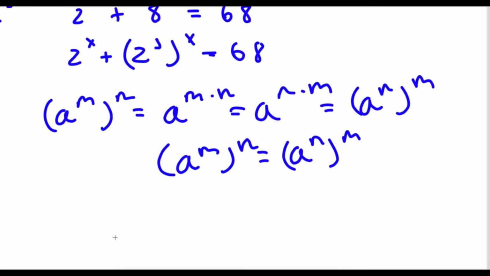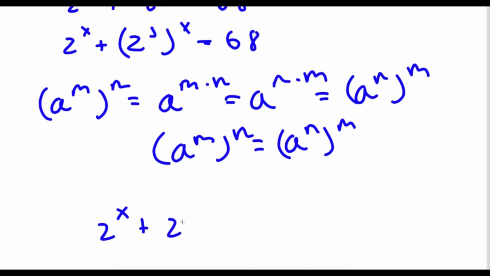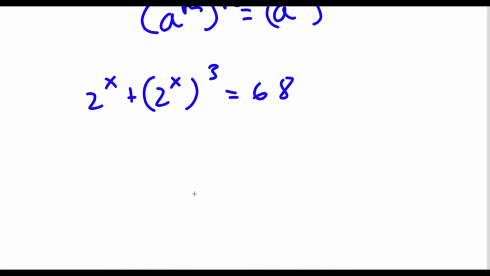So 2 to the power of 3 to the power of x, I'm going to rewrite as 2 to the power of x to the power of 3. This is equal to 68.